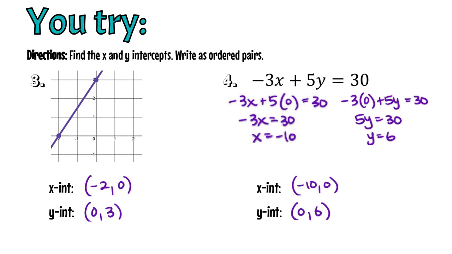In number 4, we have an x-intercept of (-10, 0). When we plug in 0 for y, we get x equals -10. And for the y-intercept, we get (0, 6), because we plug in 0 for x, and we get y equals 6.